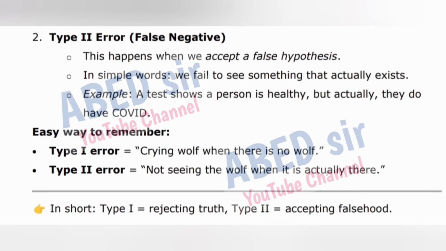2. Type 2 error, false negative. This happens when we accept a false hypothesis. In simple words, we fail to see something that actually exists. Example: a test shows a person is healthy, but actually they do have COVID. Easy way to remember. Type I error is crying wolf when there is no wolf. Type 2 error is not seeing the wolf when it is actually there. In short, type I is rejecting truth, type 2 is accepting falsehood.